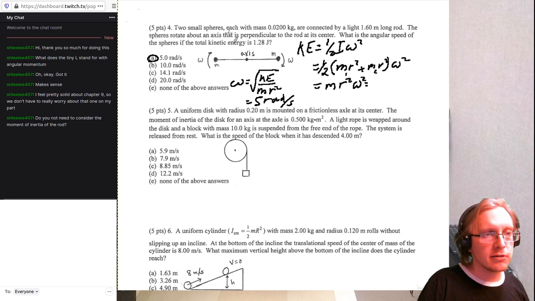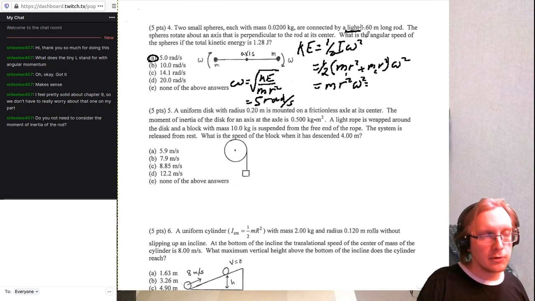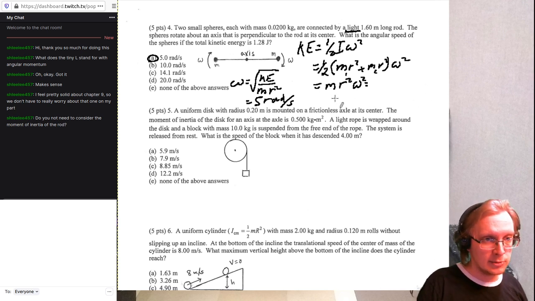We are not told the mass of the rod. The 2 small spheres, each with a mass of this much, are connected by a light rod. The key word here is light rod, so we're basically told that the rod has no mass. But if we were given a mass, then we'd have to go look that up.